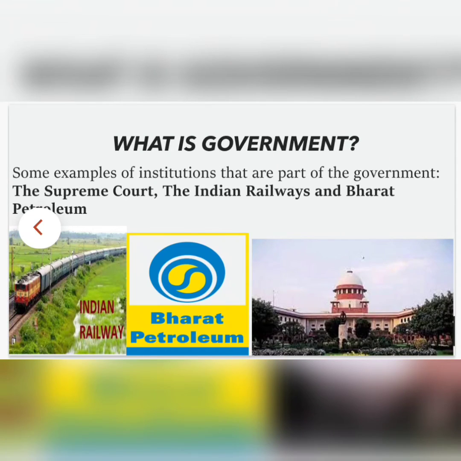Okay class, so please make sure that you read. Furthermore class, you can see there are some examples of institutions that are part of the government. Number one is the Supreme Court. We have just studied that if somebody commits a crime, they will go to the court, and the court is a part of the government. All the decisions will be taken by the judges, and judges are also part of the government. Second is Bharat Petroleum. You can see in the image, Bharat Petroleum is also a part of the government, which aims at supplying the purest form of oil to us, which can be beneficial for us.